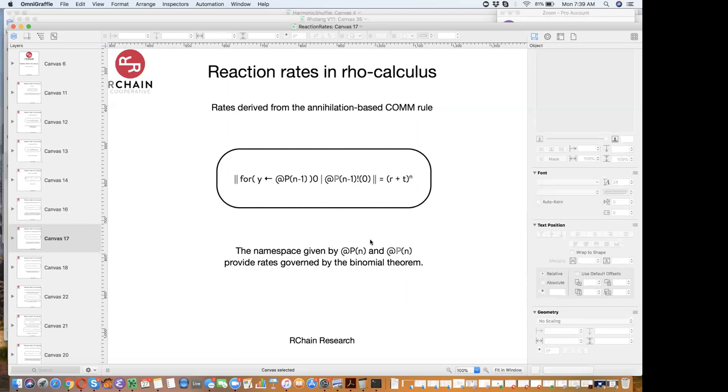So what we did, the real thing that we did here was to design a namespace that provides reaction rates that are governed by the binomial theorem. So that's kind of cool, yeah?